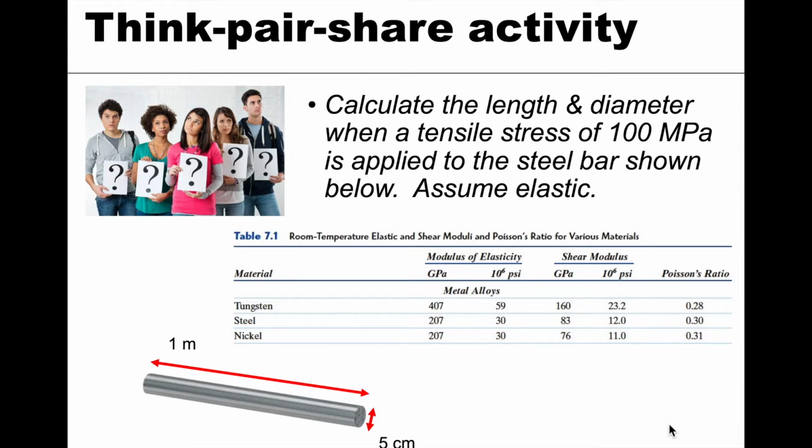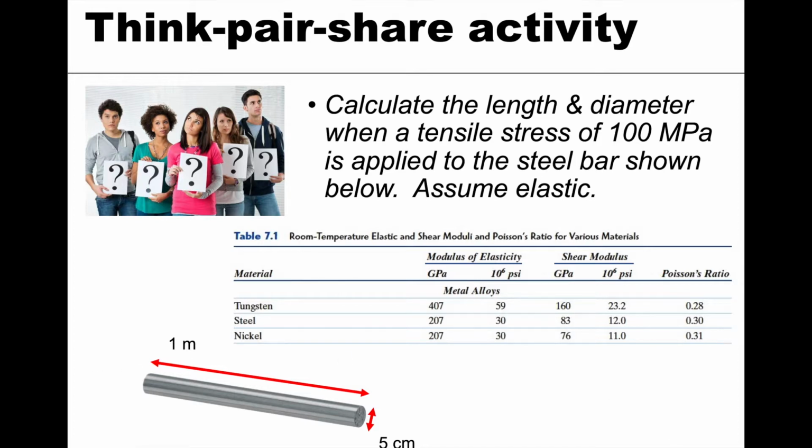And again, as always, if there isn't an exam this week, then this will go on the quiz. If not, I still recommend that you work through this and compare it to the work that we show in a second. Okay, so the question here is to calculate the length and diameter when we have a tensile stress of 100 megapascals applied to a steel bar shown below.